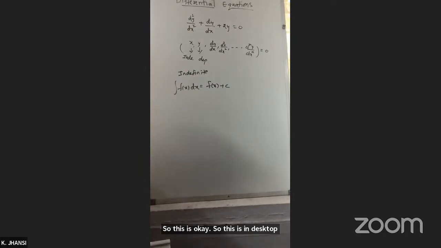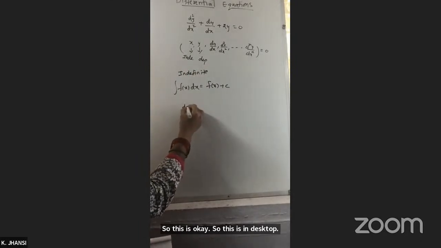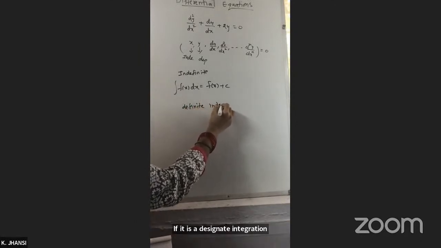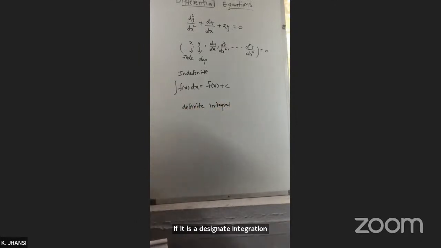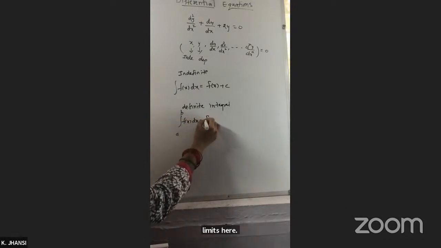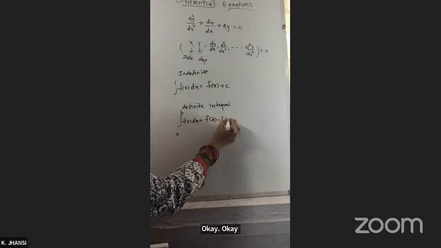Indefinite integration, or indefinite integral. If it is a definite integration, definite integration means you will have the limits here, upper limit and lower limit. The integral of f of x into dx will be F of b minus F of a.